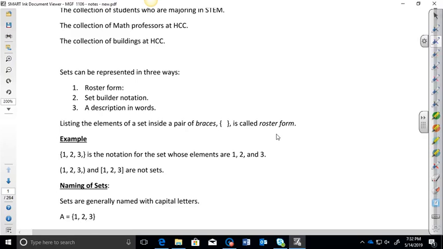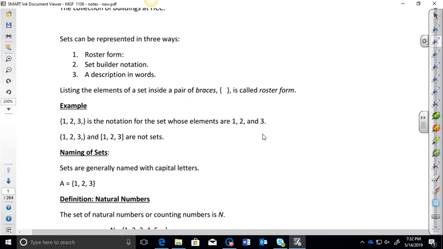Naming sets. We use capital letters to name a set. So I can call this set A, set B. We use big letters to represent sets. We name those sets. Set A is that, set B is this. Okay, so we use big letters to name the sets. So set A is the set of all counting numbers less than 10.